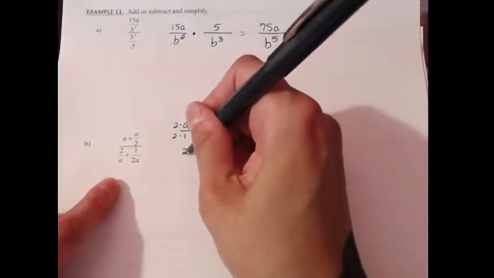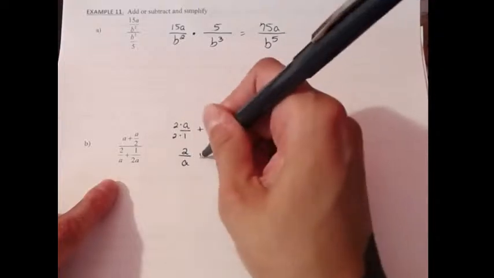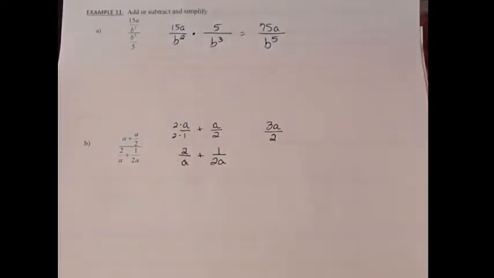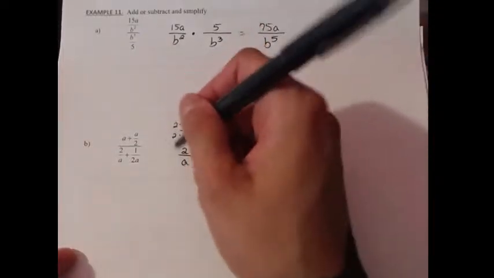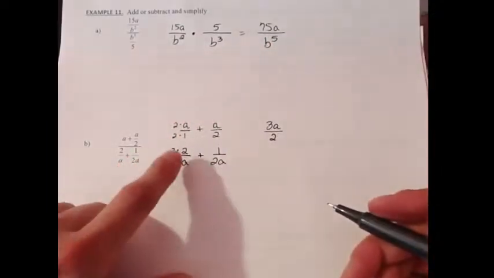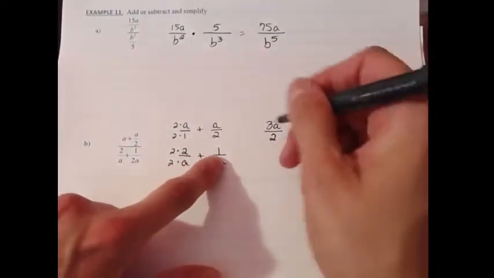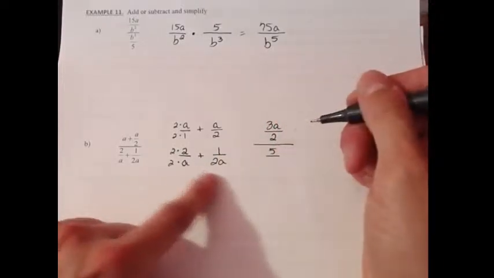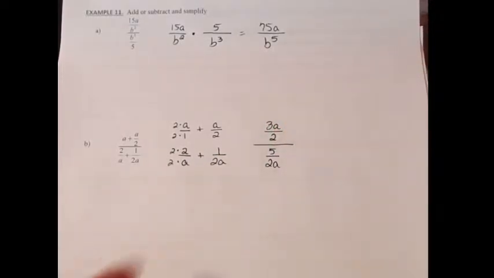For my denominator of the complex fraction, I have 2 over a plus 1 over 2a. The missing factor is 2. So I'm going to multiply the first fraction by 2. So this gives me 4 plus 1, which is 5. And my denominator is 2a.